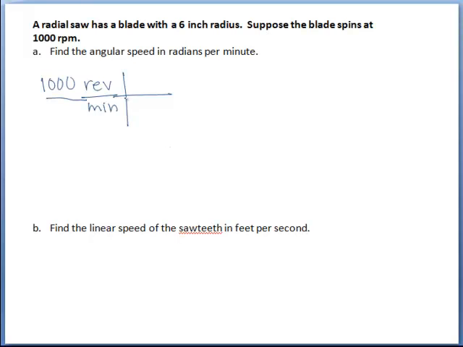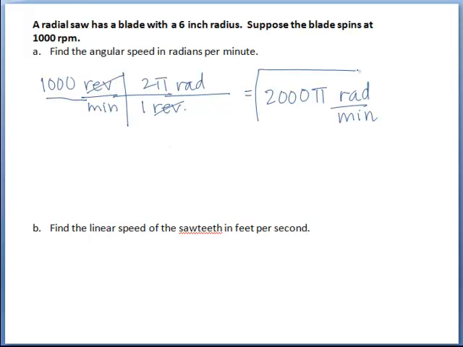Okay, the angular speed in revolutions per minute needs to be converted to radians per minute. So how can we convert revolutions to radians? 1 revolution is equal to 2 pi radians. Revolutions cancels and we're left with radians per minute. And if you multiply that out, you get 2000 pi radians per minute. And that would be the angular speed.